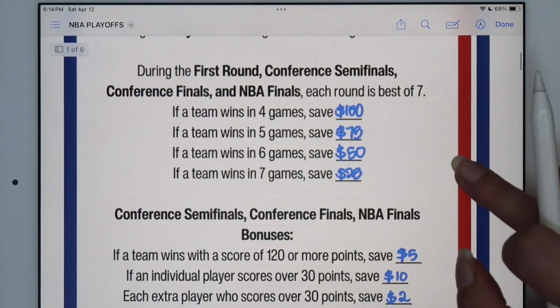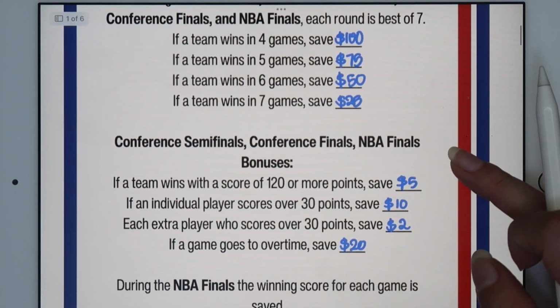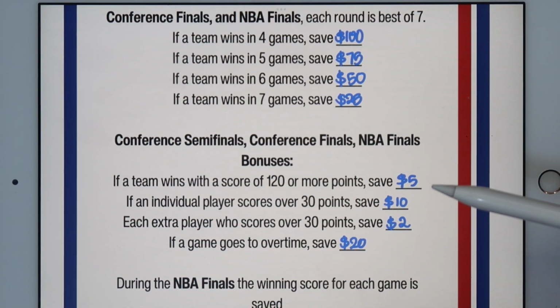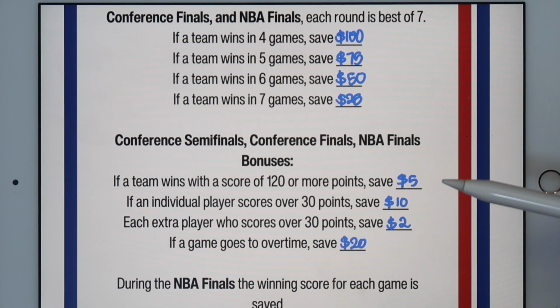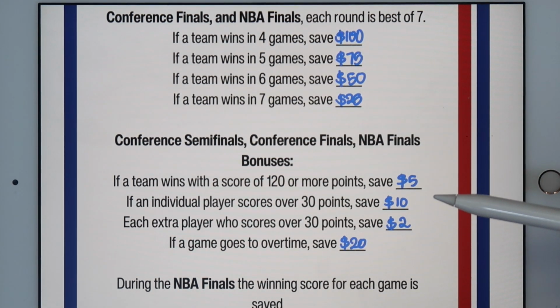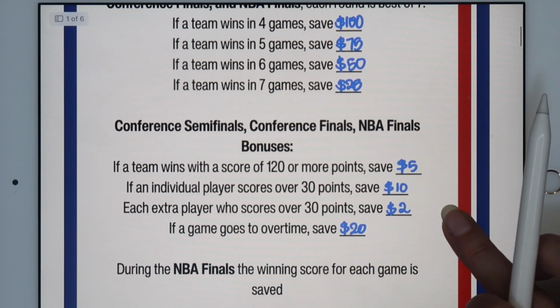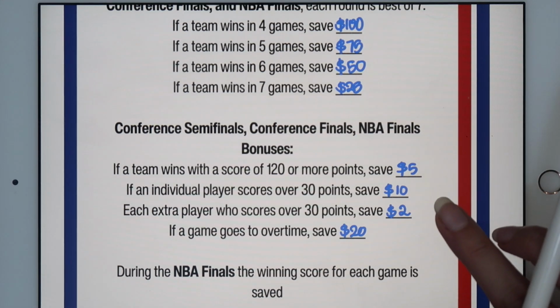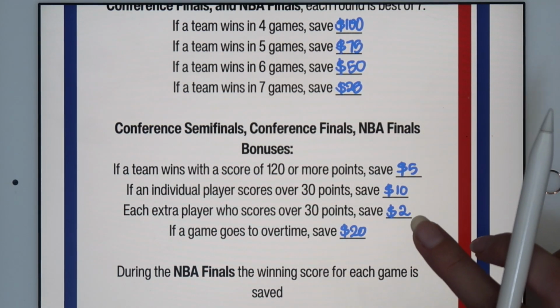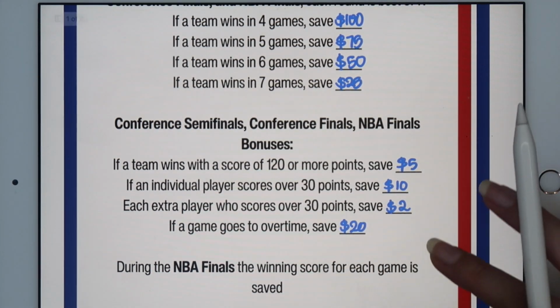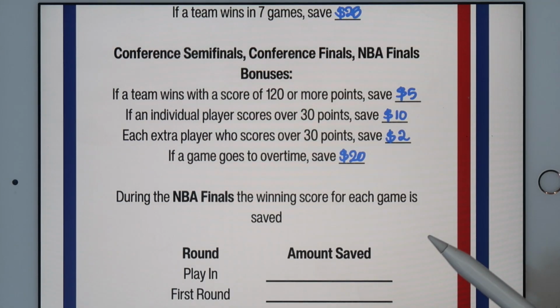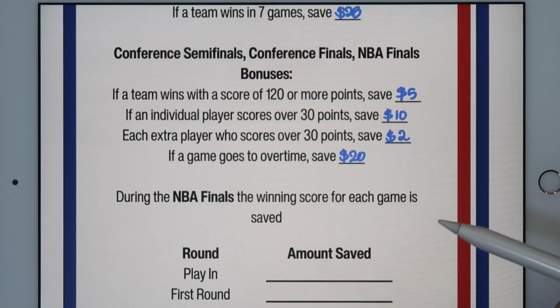And then once we get to the conference semifinals, the conference finals, and the NBA finals, our bonuses are going to be that if a team wins with a score of 120 or more points, I'm going to save $5. If an individual player scores over 30 points, I'll save $10. And then each extra player who scores over 30 points, I'll save an additional $2. And then if a game goes to overtime, I'm saving $20. And then the last one, during the NBA finals, the winning score for each game is saved.